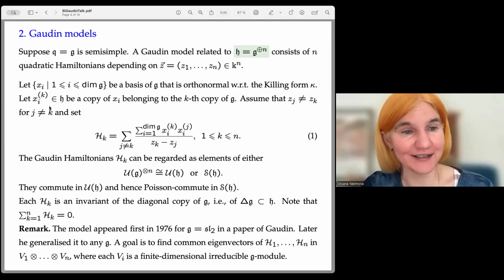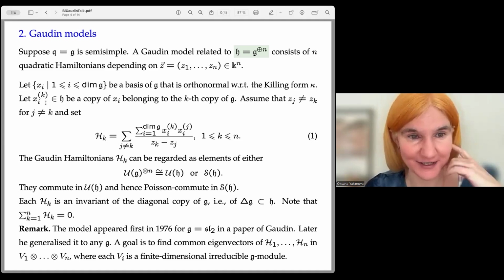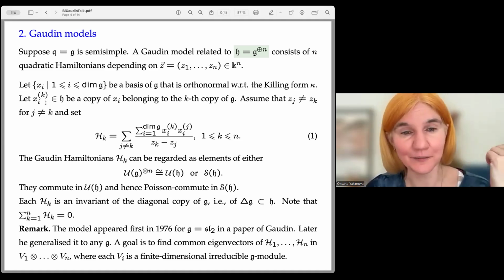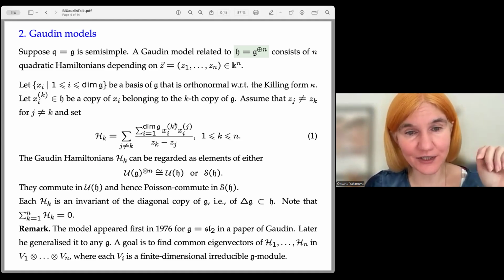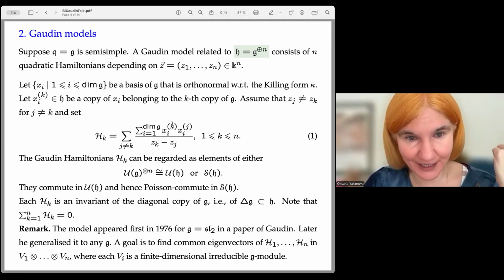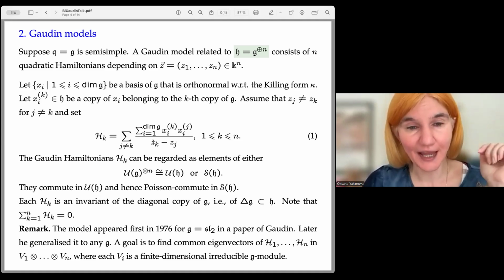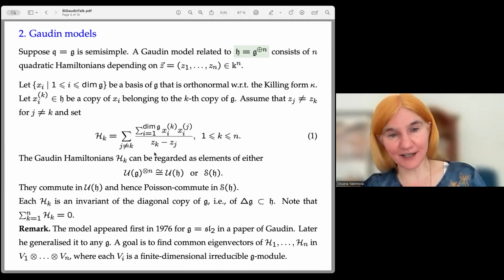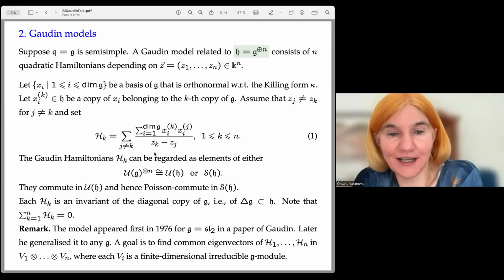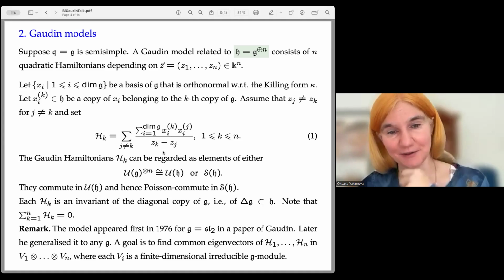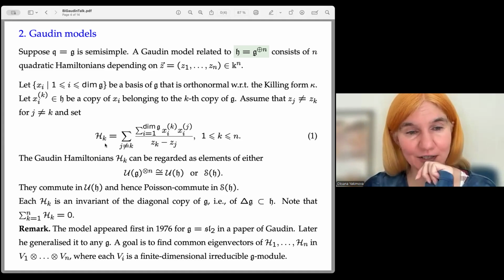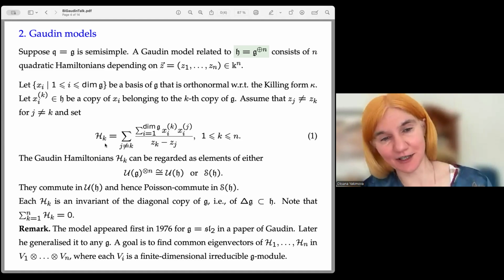So x_i with k in the brackets above is a copy of x_i sitting in the k-th direct summand of H. Then we can take this invariant pairing between the i-th and the j-th copies of G. And then we also need a vector of different elements from the ground field because we want to divide here by the difference. Okay, so these elements are the quadratic Gaudin Hamiltonians.